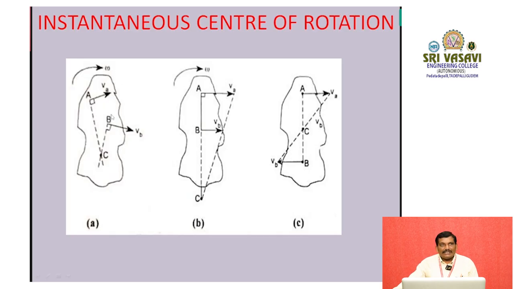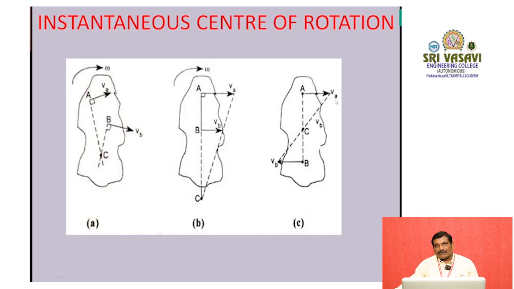The angular velocity of the rigid body is obtained by the relation omega is equal to VA by AC and VB by BC. So if VA and VB are parallel, the instantaneous center is the point of intersection of AB with the line joining the extremities of vectors VA and VB. Then VA by AC is equal to VB by BC.